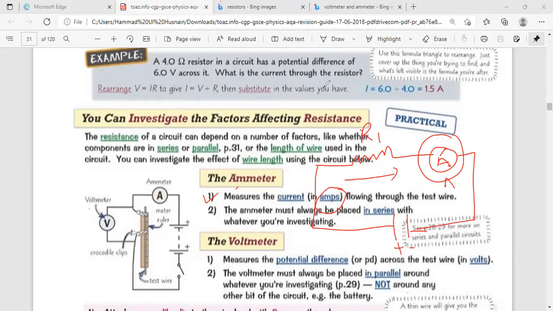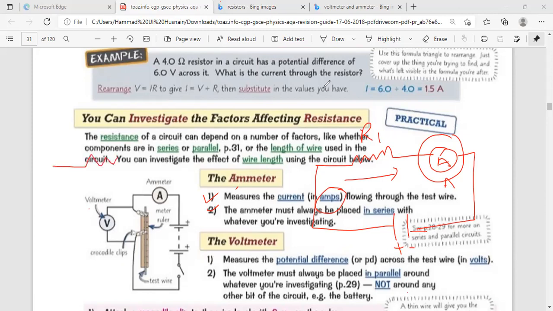So the second point says the same, that the ammeter must always be placed in series with whatever you are investigating. Through any component through which you are measuring the current, you need to connect it in series, right? You got my point? That's why we discussed that point earlier. It's just written over here, but you need not remember it. Rather, you should have the concept of why we keep this in series.